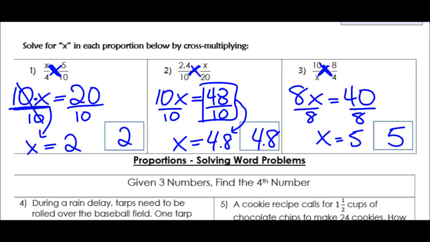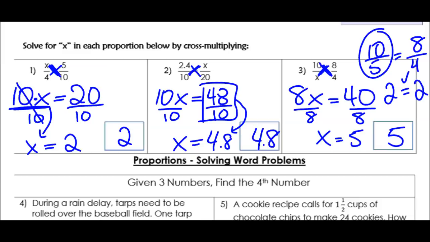You could always plug this in to make sure it makes sense. 10 divided by 5 and 8 divided by 4 should be the same thing. 10 divided by 5 is 2. 8 divided by 4 is 2. It's really just showing two division problems on either side, so you can always check it.